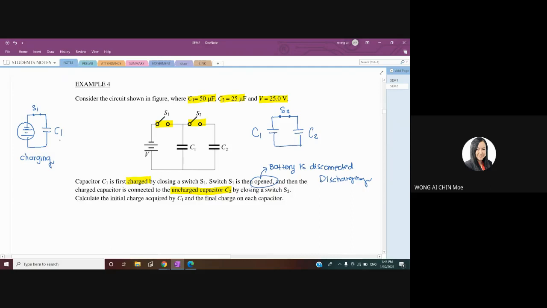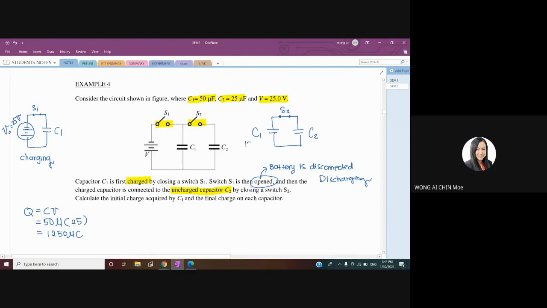We know that the V of the power supply is 25 volt. So how can we find the charge stored in the capacitor? By using the formula Q equals CV, where C1 is 50 microfarad and V is 25 volt. So we find that the initial charge is 1,250 microcoulomb. This is the charging process. When it is fully charged, there is 1,250 microcoulomb stored inside.